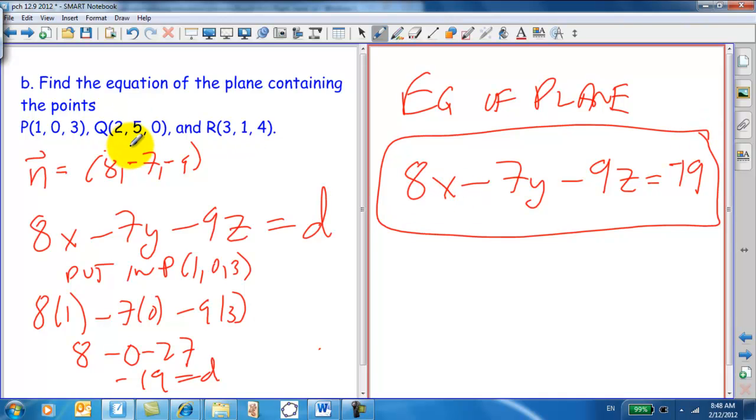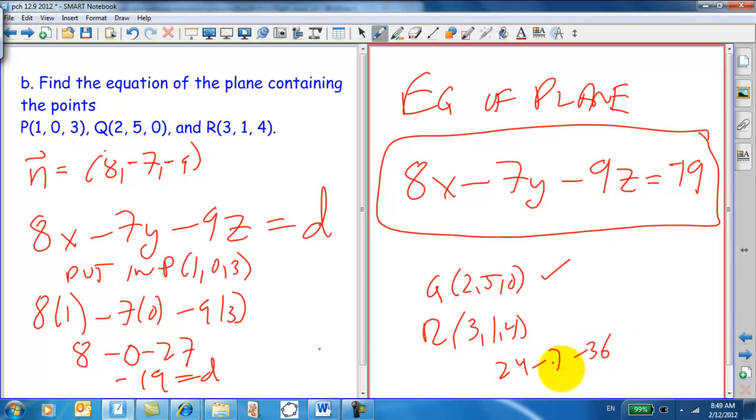And then you can go back and make sure that all the points work. We already checked (1, 0, 3). Does Q work? (2, 5, 0). You get 16 minus 35, negative 19. Does R work? (3, 1, 4). We get 24 minus 7 minus 36. That checks out too. Okay. So there's your equation of the plane.